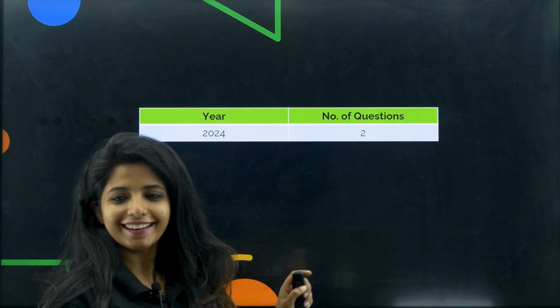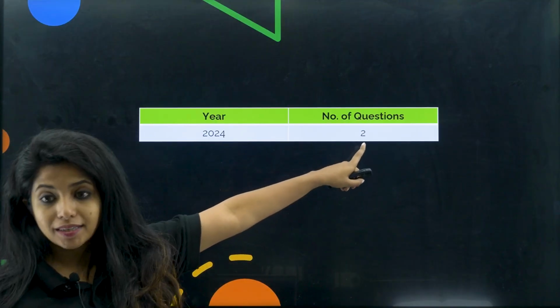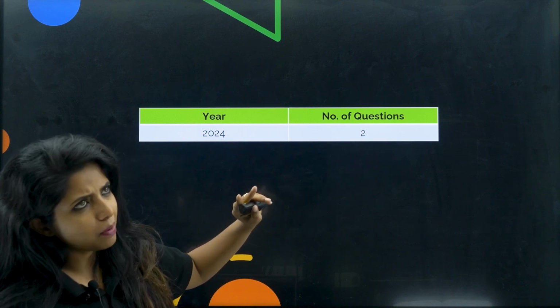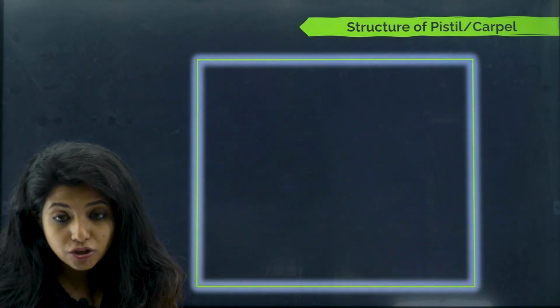The number of questions in the previous year was 2. So 2 into 4, 8 marks, but the numbers could change, it could be more as well.